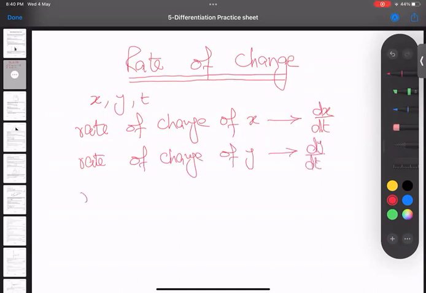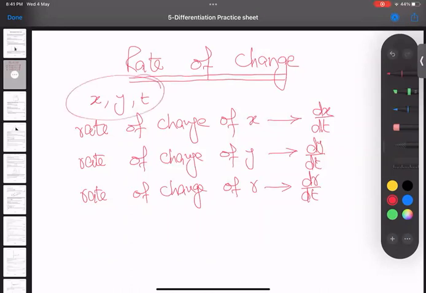If we say rate of change of volume or radius, whatever, we can write dr over dt. I hope this point is very clear. Now, for example, we have three variables involved, x, y, and t, and we need to find, assume, the rate of change of y. So dy over dt is my question.